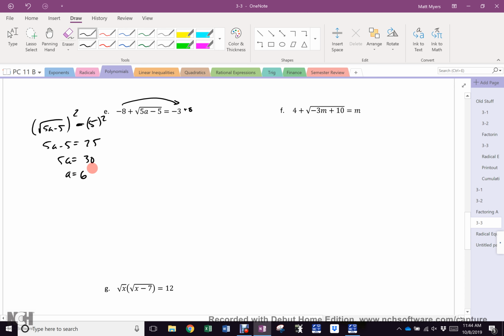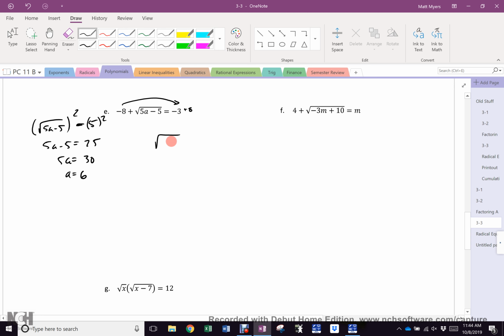Then, of course, you check. 5 times 6 is what? 30 minus 5 is what? Square root of 25 is what? Negative 8 plus 5 is negative 3. So it's right. Now, again, restrictions.